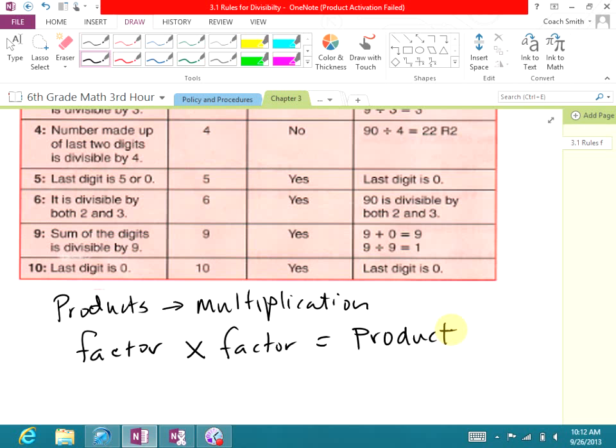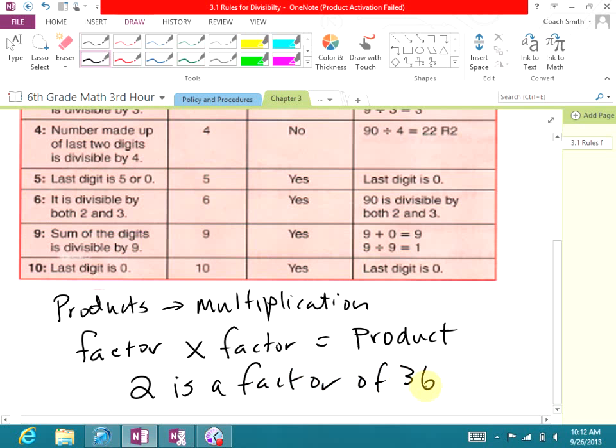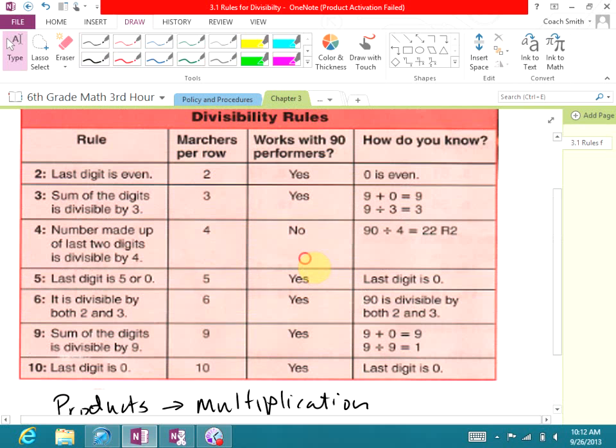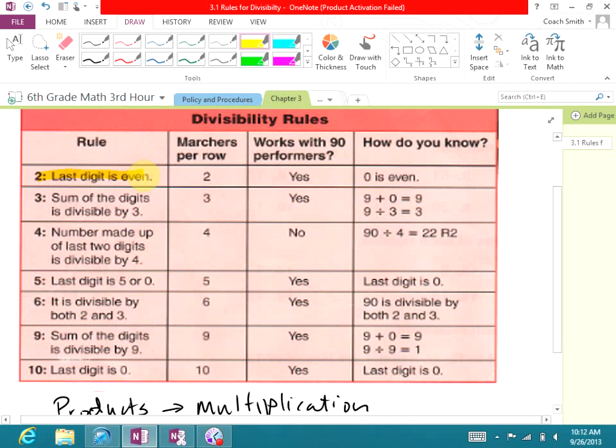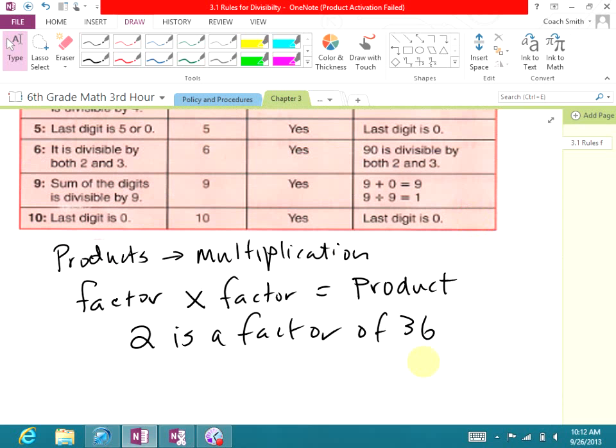and I wanted to know if 2 was a factor of 36, okay? So if I want to know if 2 is a factor of 36, well, I'll go up here to my rules for divisibility, and it says 2 says if the last digit is even, then 2 will go into the number. Okay, well, let's go back down here, and the last digit is 6. Is 6 even? Yes, then 2 will go into that number.